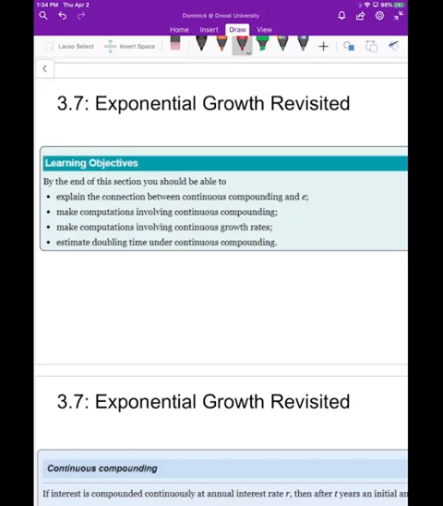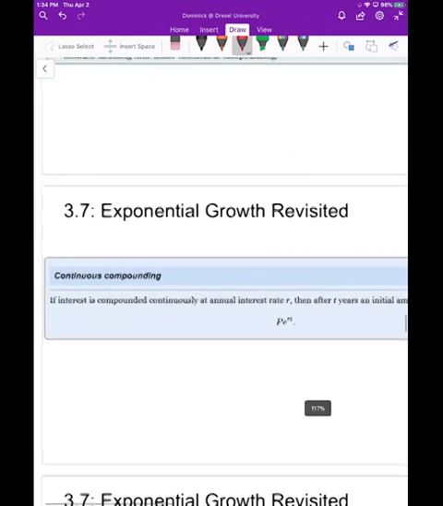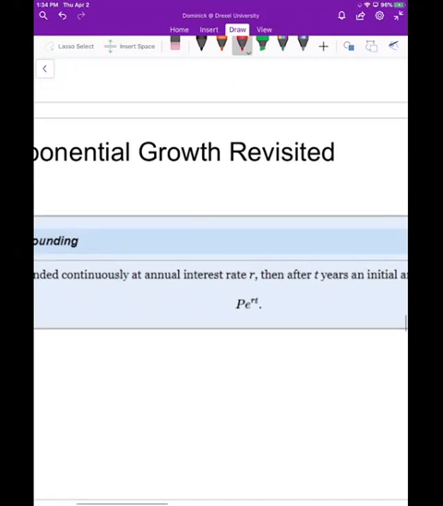We'll make some computations regarding that as well. We'll talk about continuous growth rates, and then we'll talk about a concept known as doubling time. And of course, we'll relate that back to continuous compounding. Okay, now what do we mean by continuous compounding? This is again back to our money scenario here.